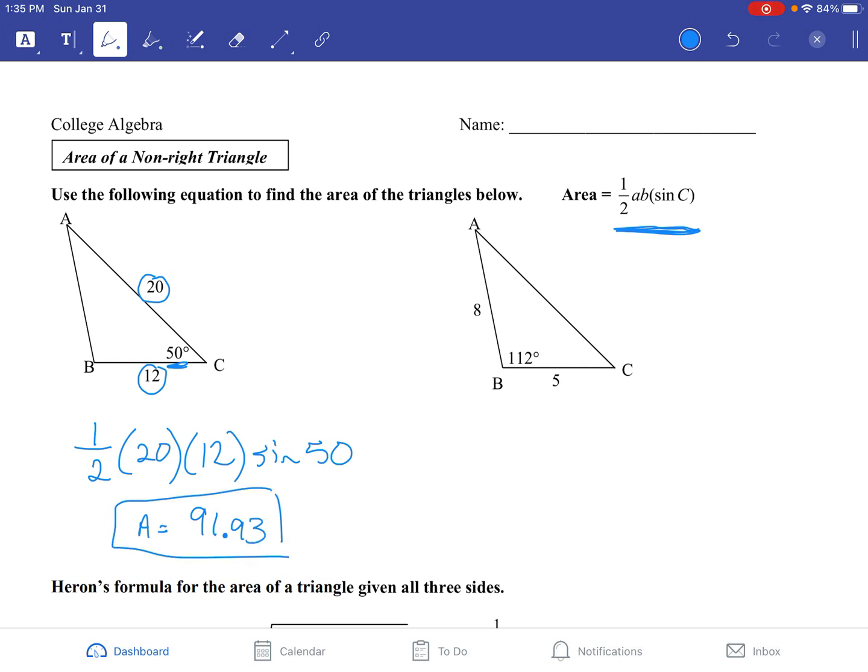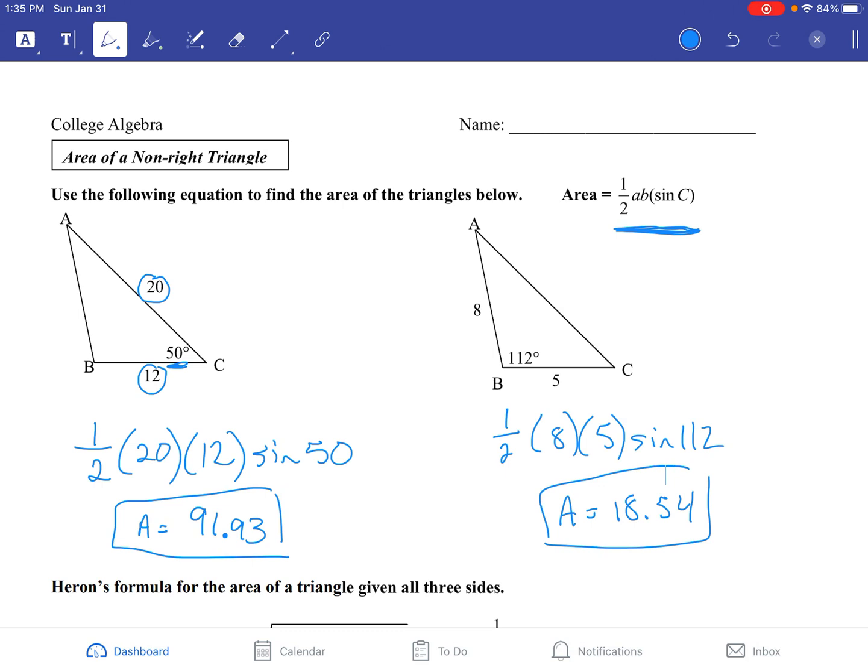Okay, do me a favor, pause the video for a second, try the second one, see what you come up with, and then when you're done, turn the video back on and see if you got it correct. Alright, so hopefully you paused it, you tried it, and you can see what you did. Same idea, we have 1/2 times 8 times 5 times the sine of 112. Putting it in the calculator, we get the area is going to equal 18.54. Okay, so that is that particular type of triangle.